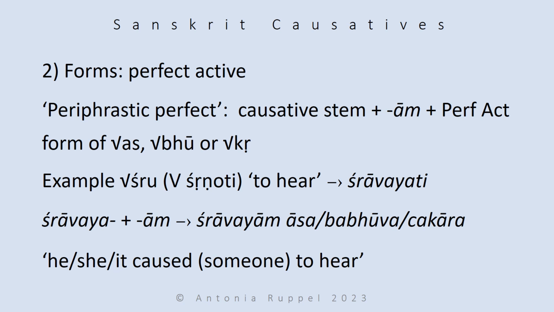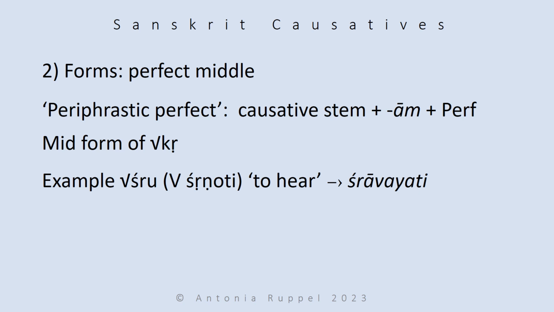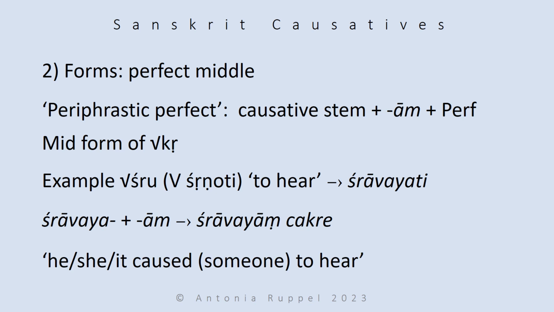You can find the same thing with the perfect middle. There you have the same stem, causative stem plus am, plus as your auxiliary, the perfect middle of kr. And again, if you want to form a third singular causative perfect, you take a third singular perfect middle form of kr. If you want to form a third plural, you take a third plural perfect middle form of kr, and so on. For example, from shru, shrnoti, to hear, causative shravayati, you have the stem shravaya, you add am, giving you shravayam, and then you add, for example, the third singular perfect middle of kr, which is chakre, and that then means, again, he, she, or it caused someone to hear. Again, the middle is basically translated in the same way as the active.